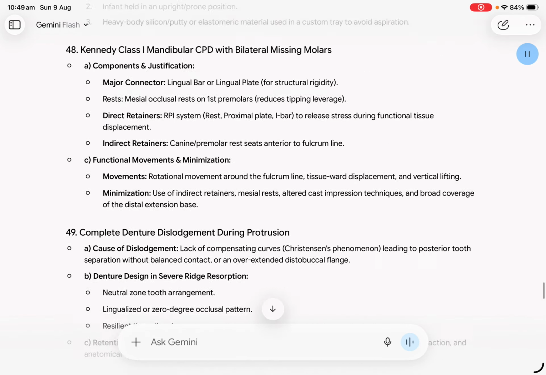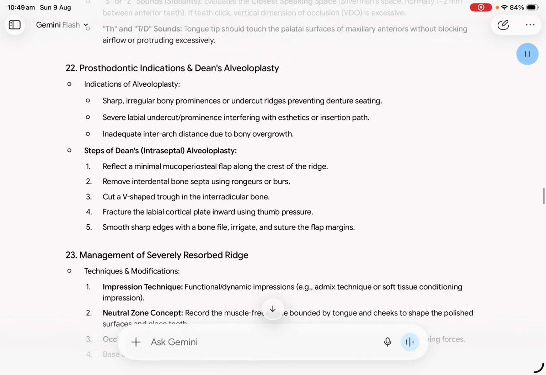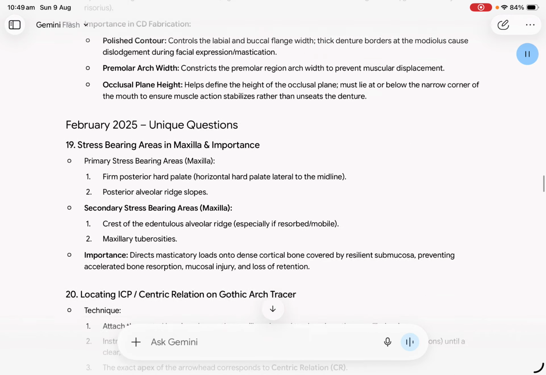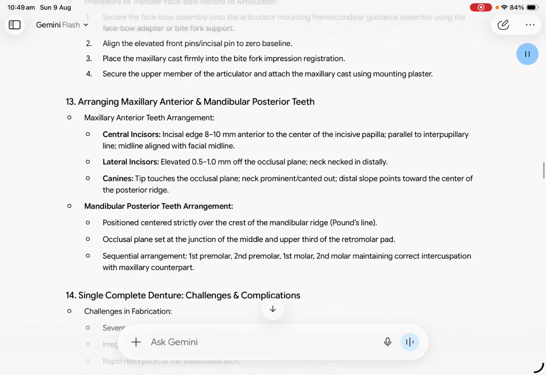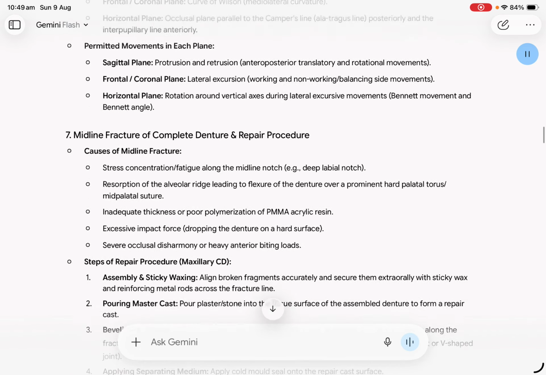Here are the detailed, structured solutions for the remaining theoretical and short answer questions from your prosthodontics question bank. August 2022. Complete denture. 6. Occlusal planes and permitted movements.